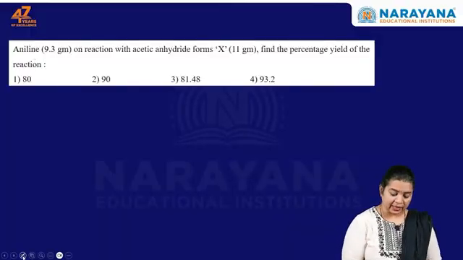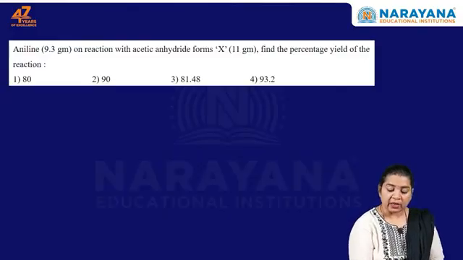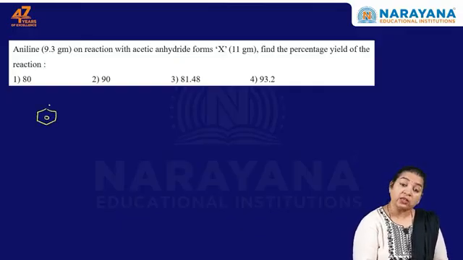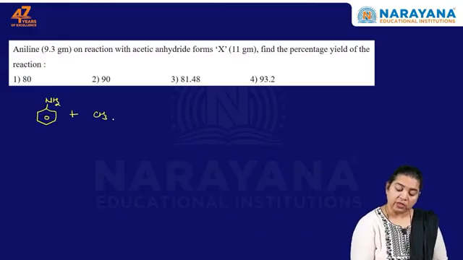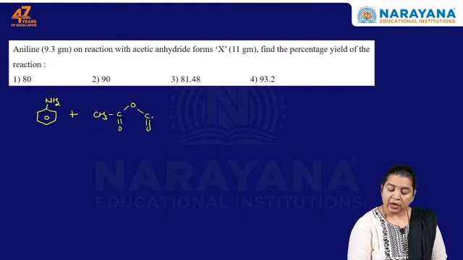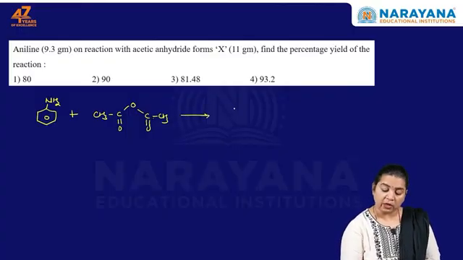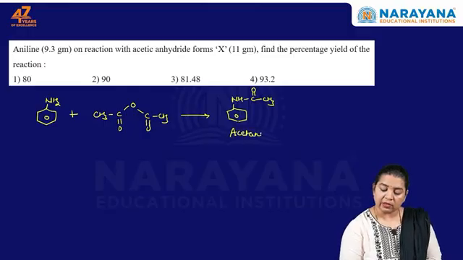It is aniline, 9.3 grams, on reaction with acetic anhydride. First, you need to know what is the reaction of aniline with acetic anhydride. So it is an acetylation reaction, right? Very famous Schotten-Baumann series of reactions, in that you will find this. And what is the product formed? So the product formed is NHCOCH3. This is acetanilide.